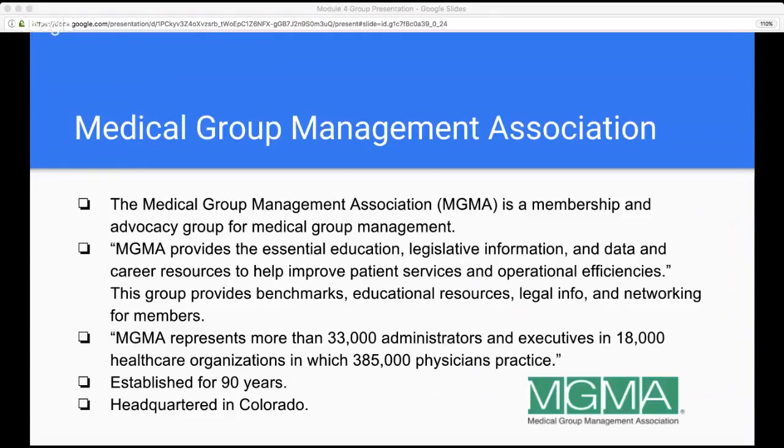The Medical Group Management Association, or MGMA, is a membership and advocacy group for medical group management. MGMA provides the essential education, legislative information, and data and career resources to help improve patient services and operational efficiencies. This group provides benchmarks, educational resources, legal information, and networking for its members. The MGMA represents more than 33,000 administrators and executives in 18,000 healthcare organizations, in which 385,000 physicians practice. The MGMA has been established for 90 years and is headquartered in Colorado.